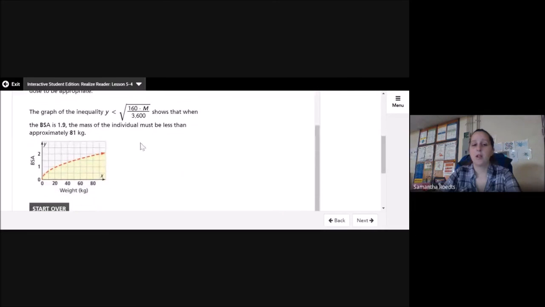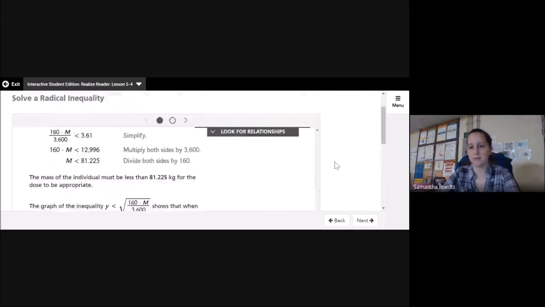The graph of the inequality, y is less than the square root of 160 times m over 3,600, shows that when the BSA is 1.9, the mass of the individual must be less than approximately 81 kilograms.